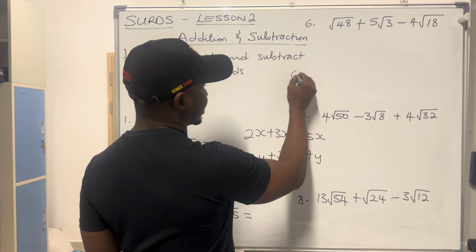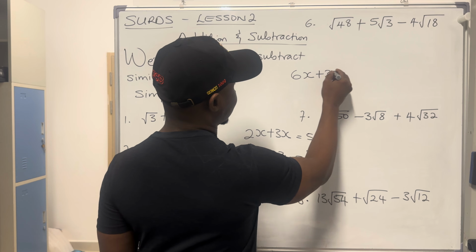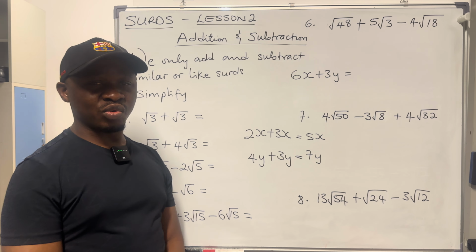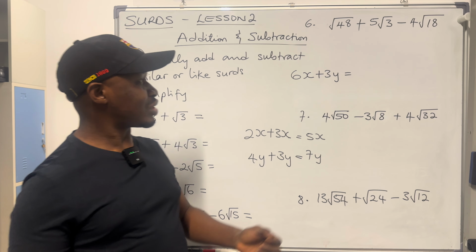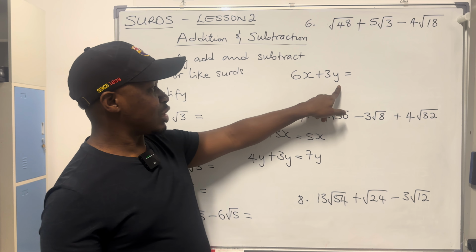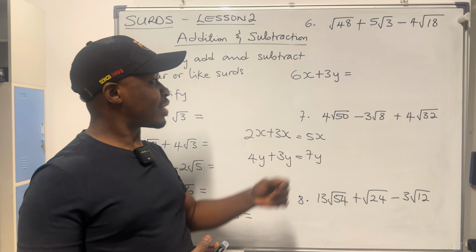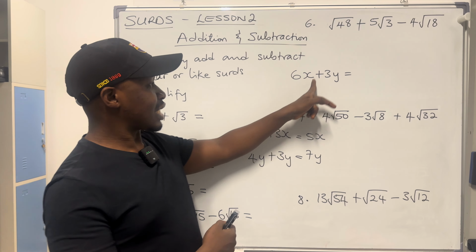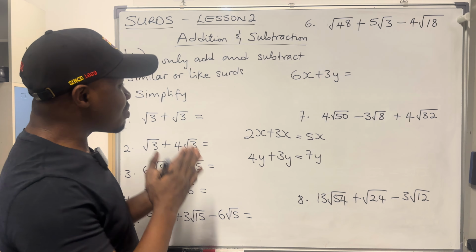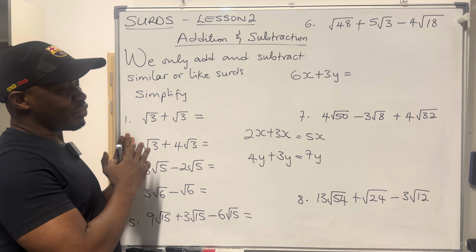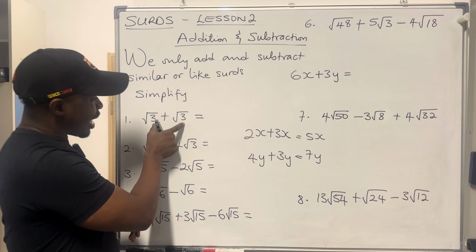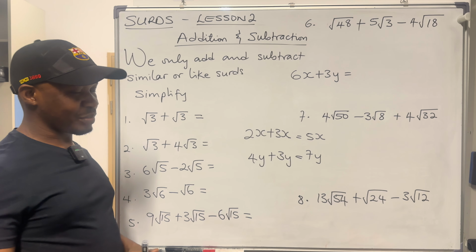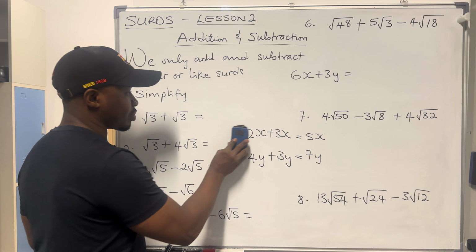So how about 6x plus 3y? Do you think we can get 9x? No. 9y? No, because x is here, here is y. These are unlike terms. The variables are not the same, so we cannot add them except we say 6x plus 3y again. So the same thing applies here for surds. If they are alike, we add them. Otherwise, we don't add them, we don't subtract them. So let's see what we have.